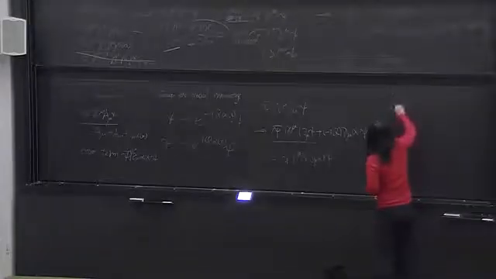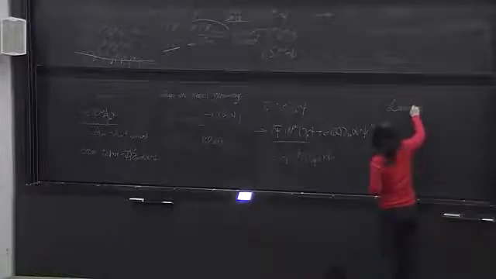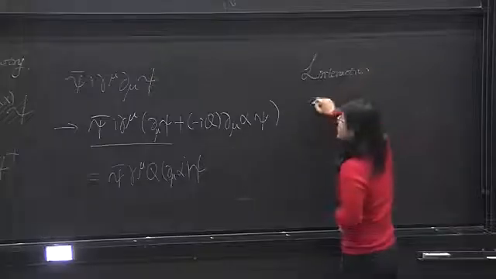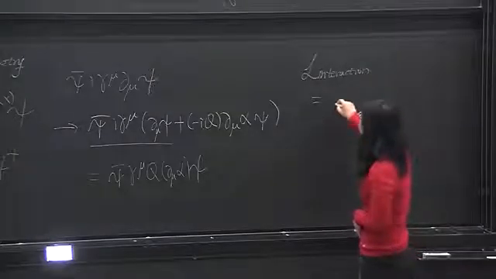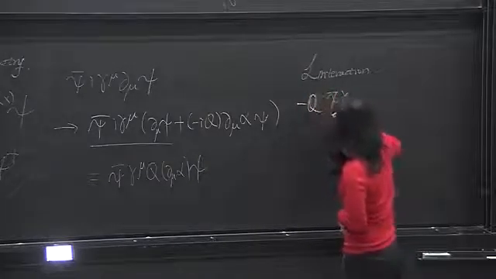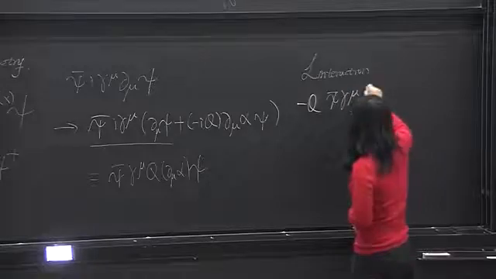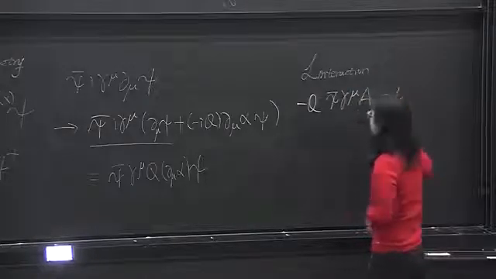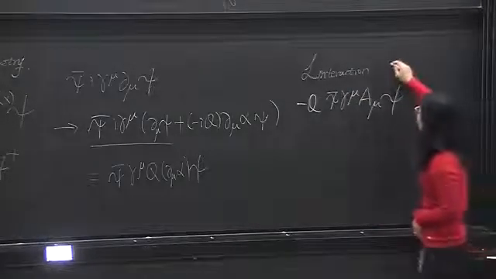So the interaction is given by minus q psi bar gamma mu A mu psi, as required by gauge symmetry.